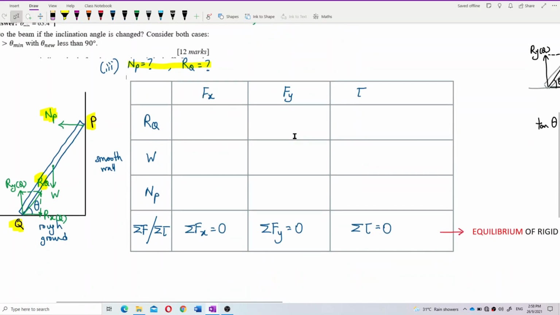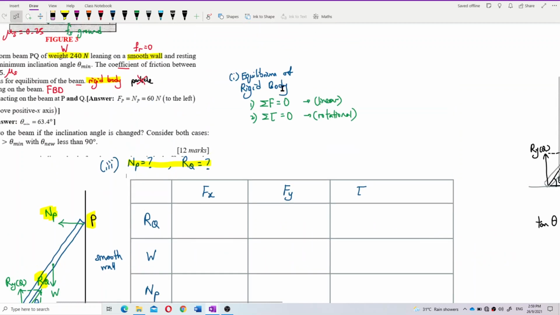So we need to draw a table like this, so that our working is more systematic. Always put all the information here. We have columns Fx, Fy, and torque. These are all the forces in the X component, these are the forces in the Y component, and this is the torque generated by all these forces. Below here is the resultant force and resultant torque.